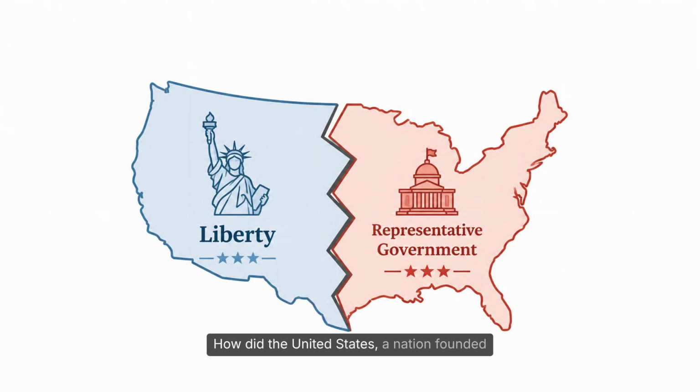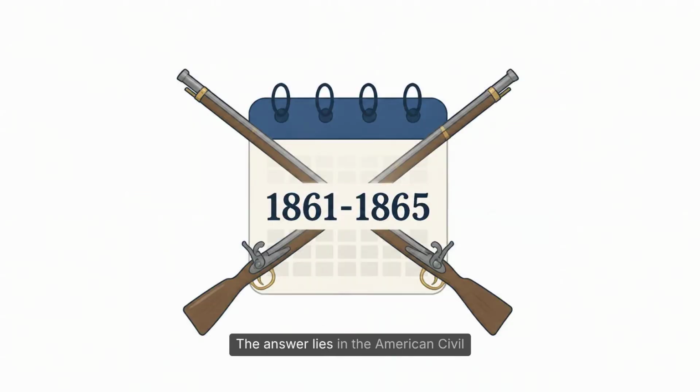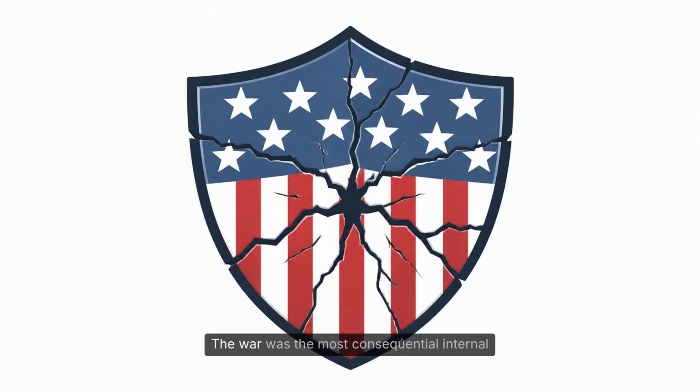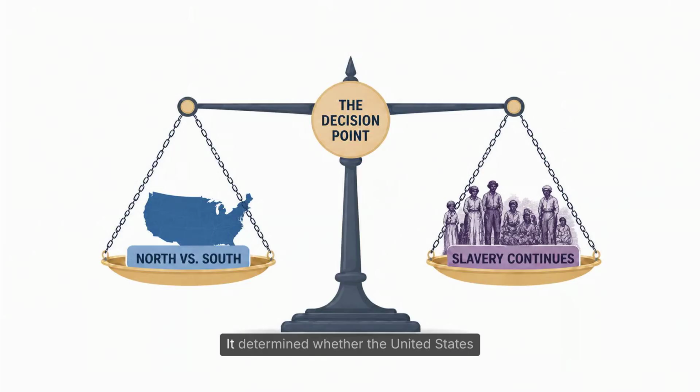How did the United States, a nation founded on liberty and representative government, become divided by a devastating civil conflict? The answer lies in the American Civil War, fought between 1861 and 1865. The war was the most consequential internal conflict in American history. It determined whether the United States would remain one nation and whether slavery would continue within its borders.